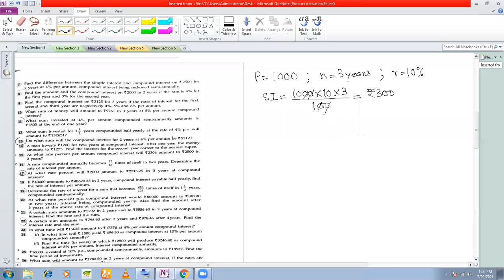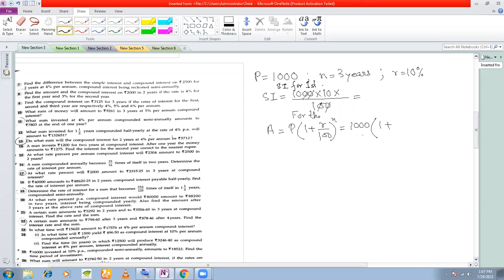300 simple interest you are getting. What is the compound interest for the first year? How do you calculate compound interest? First, calculate the amount. At the end of the first year, how much will you get? 1,000 into 1 plus, this is only for the first year. So this should be 1. N is equal to 3 years. This is the SI for the first year.